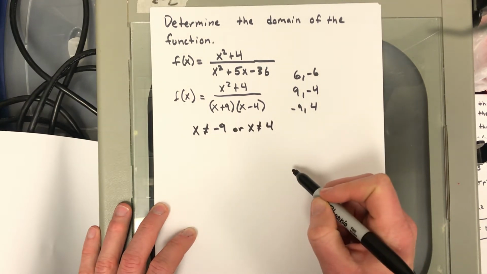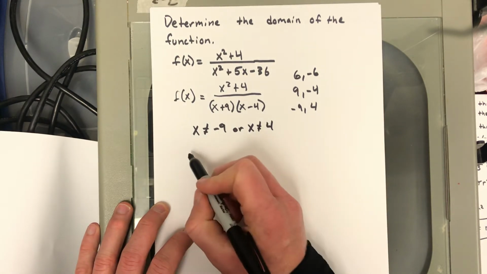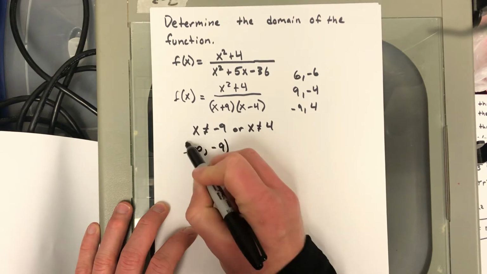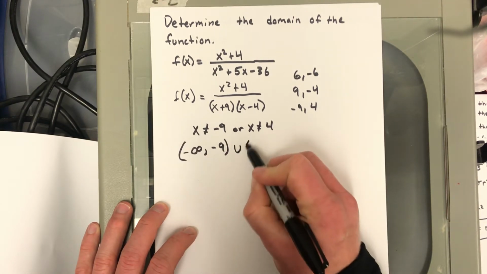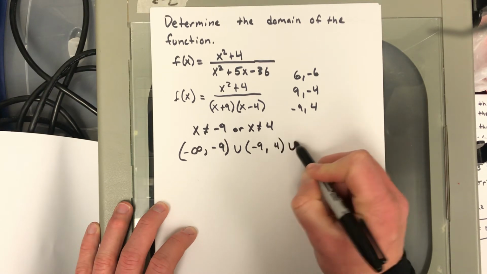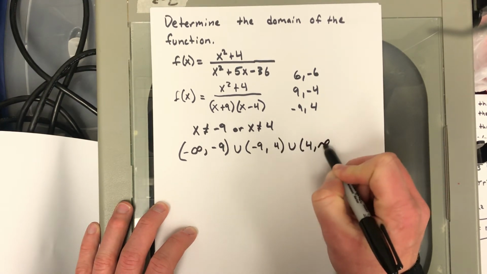4. How can I write this in interval notation? I would say negative infinity for my domain to negative 9, union negative 9 to 4, union 4 to infinity.